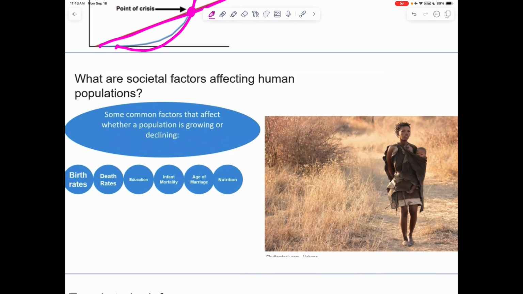Clearly, our population is growing at this exponential rate, but there are still factors that affect it. We are not growing at our biotic potential because of some of these societal factors as well. So obviously, birth rate's going to affect it, death rate's going to affect it, education, infant mortality, age of marriage, and nutrition. These are the 6 factors, and we're calling these societal factors because they are factors that not all species experience, very unique to humans.